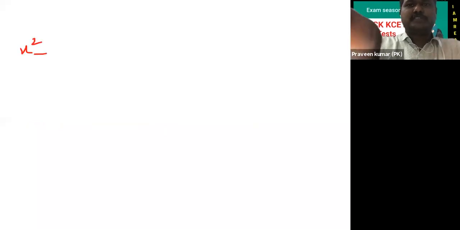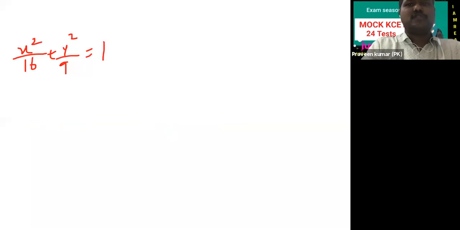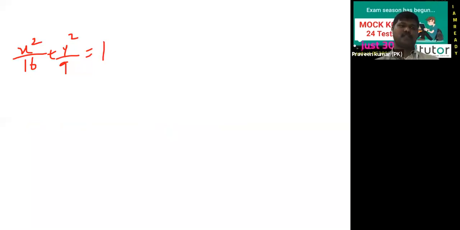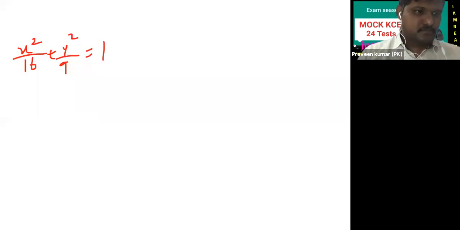x square by 16 plus y square by 9 is equal to 1. Find out all.